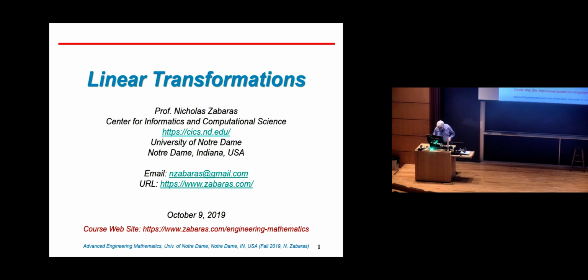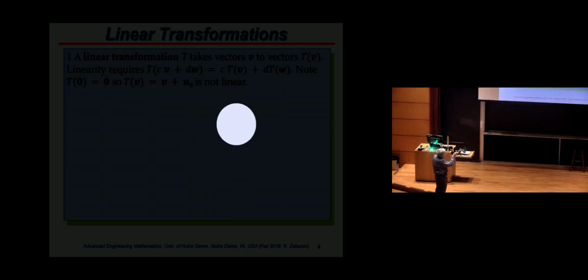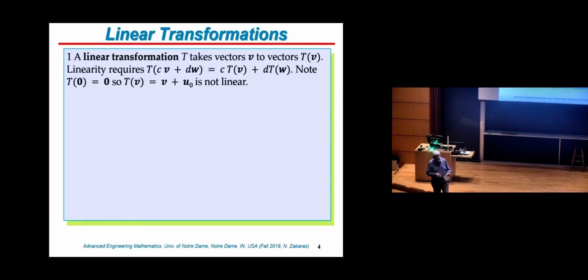Okay, so I'm going to be doing a lot of jumping. So we first define a linear transformation. We assume that we have some vectors v from some space, and you will see a formal definition shortly. And somehow we have a transformation T of v. T does something to v and gives me another vector in principle, okay?